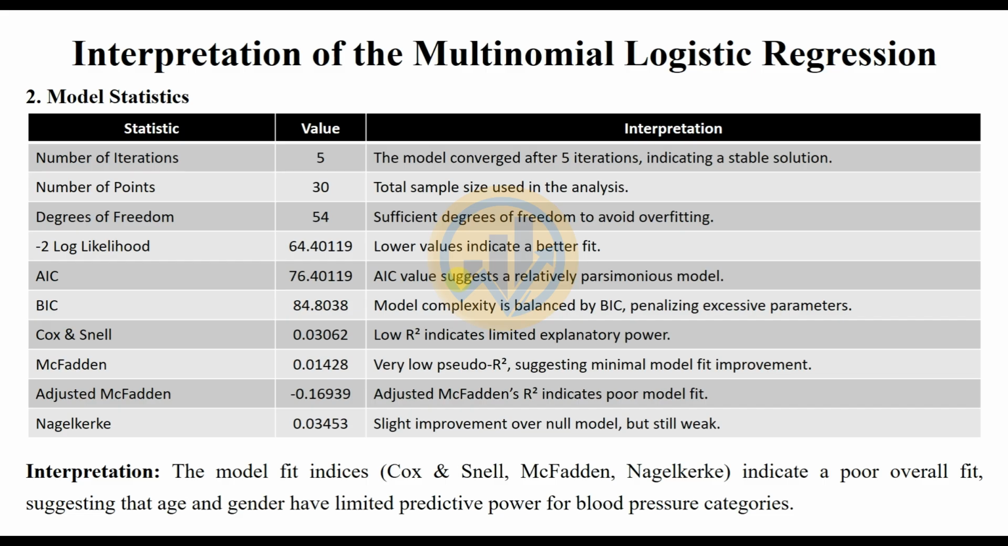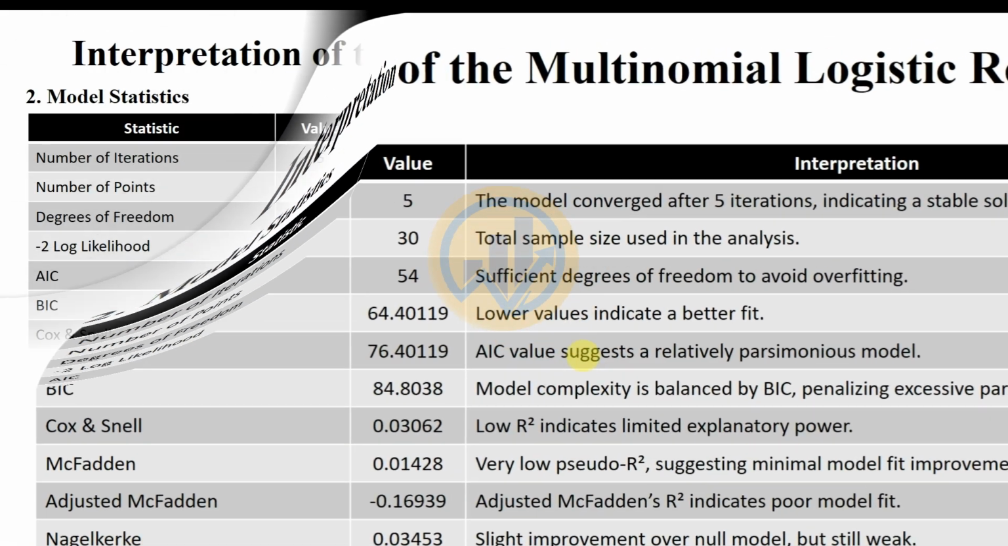The interpretation of the model statistics: the model fit indicators Cox and Snell, McFadden and Nagelkerke indicate a poor overall fit, suggesting that age and gender have limited predictive power for blood pressure categories.